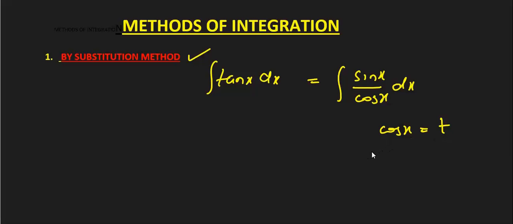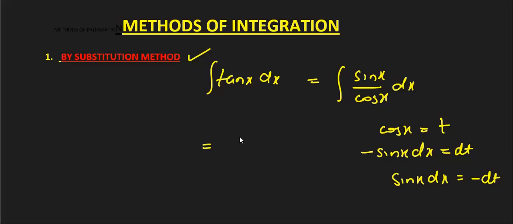So now differentiate this. Derivative of cos x is minus sin x dx equal to dt. So if you back substitute in the function, then you have sin x dx in the function. So sin x dx is equal to minus dt. So the integral becomes, sin x dx can be written as minus dt. I'll keep that minus sign outside. And cos x, we consider that as t.